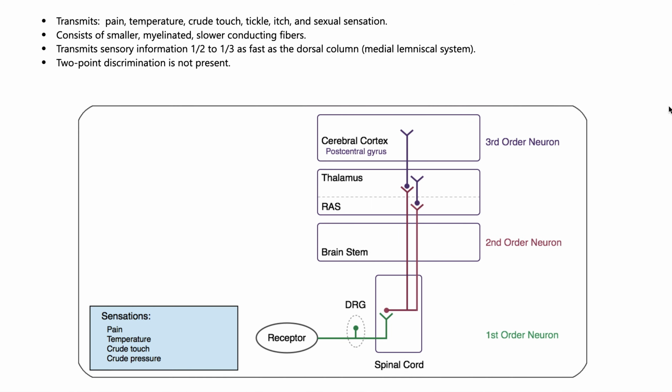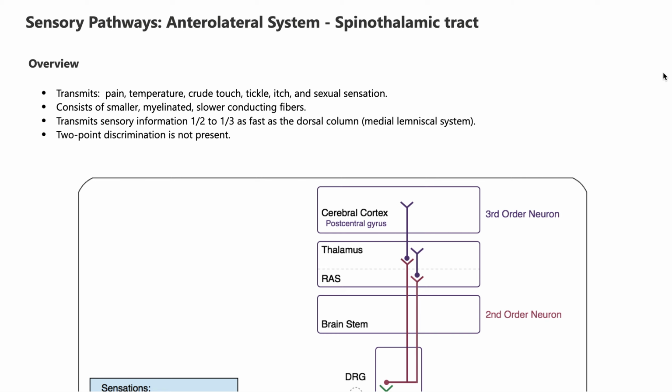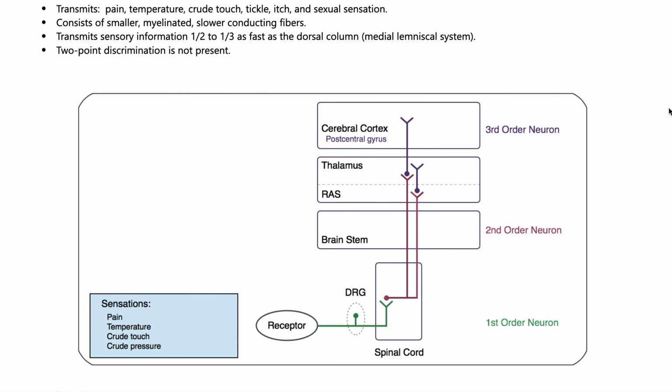The following picture below shows the pathway using the anterolateral system in the spinothalamic tracts, and similar to before, the sensations are pain, temperature, crude touch, and crude pressure, and these are the types of sensations that are transmitted in the anterolateral tract. It begins by stimulating the receptor, which sends the signal up to the spinal cord, again through the dorsal root ganglia, and this is again the first order neuron that travels from the receptor to the spinal cord.